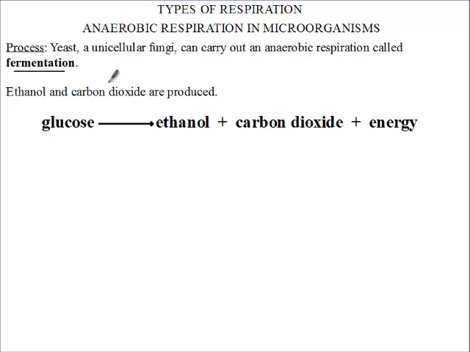It is fermented because ethanol, which is an alcohol, is produced. So here, the yeast will break down glucose to produce ethanol, carbon dioxide, and then energy. Remember, I said that the energy produced in anaerobic respiration is very little compared to the energy produced in aerobic respiration. Anaerobic respiration does not involve oxygen, but aerobic respiration does.